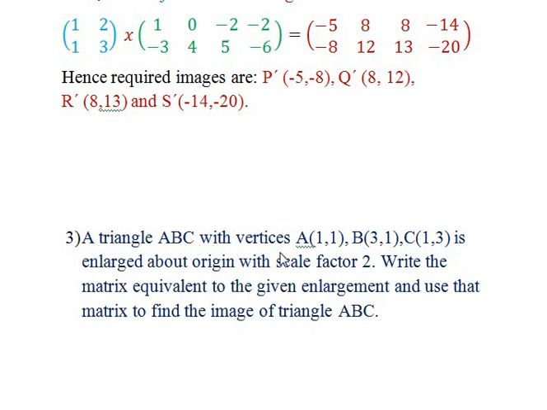A triangle ABC with vertices A(1, 1), B(3, 1), C(1, 3) is enlarged about the origin with scale factor 2. Write the matrix equivalent to the given enlargement and use that matrix to find the image of the triangle ABC. So here we have to enlarge the triangle ABC by using the matrix. So we have to write the equivalent matrix corresponding to this enlargement.